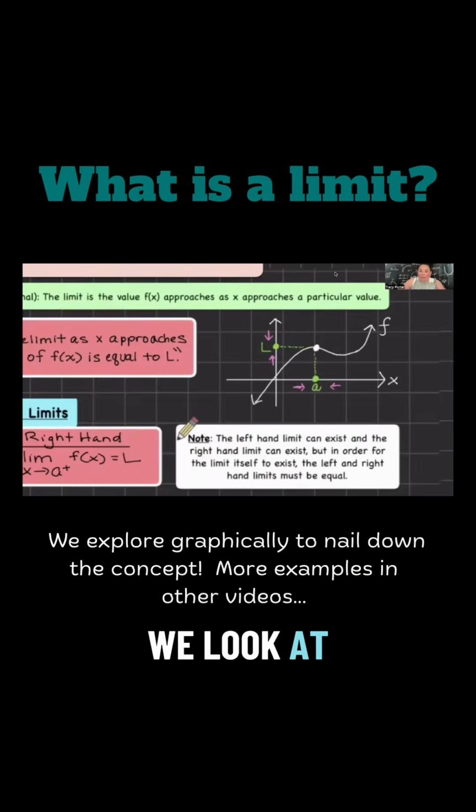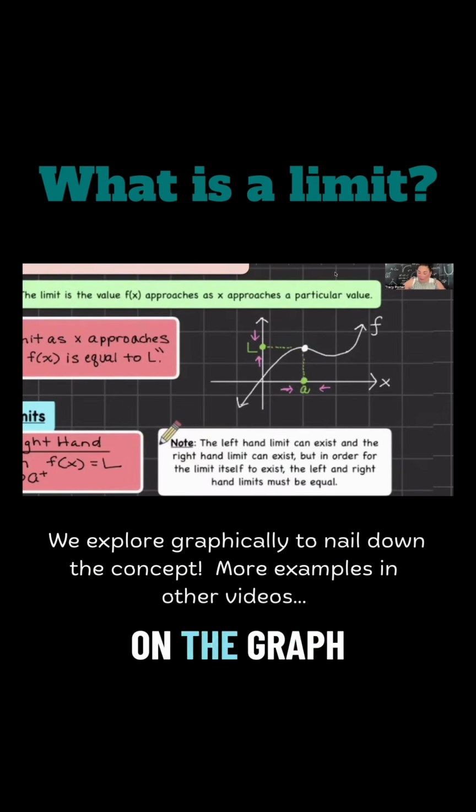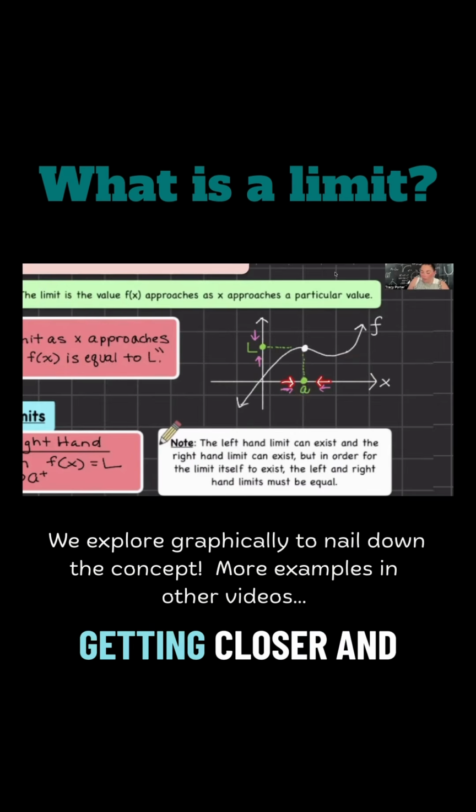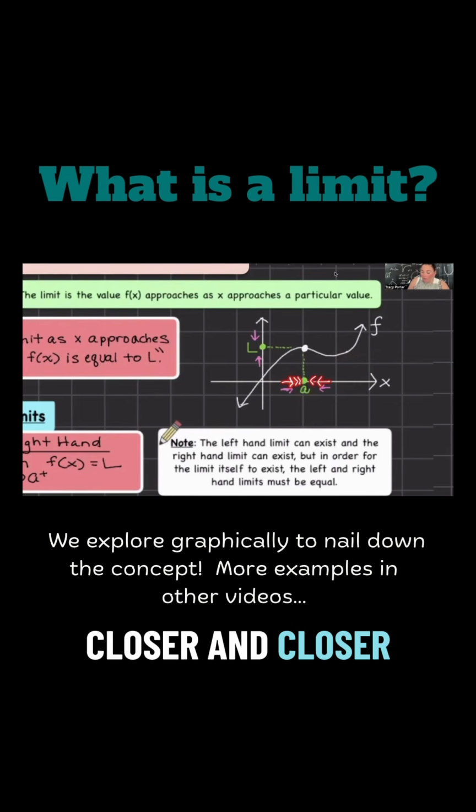If you've never seen the notation, it's probably a lot. But if we look at this picture on the graph, the idea is you're going to have some function, and we're going to consider some x value, some value along the x-axis. In this example, we're going to call that x value a. We're going to consider getting really close to it, from either side, getting closer and closer to that number a. So the limit is what the function is doing as that is happening.